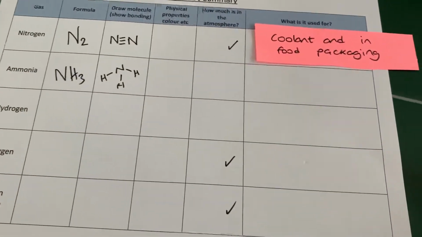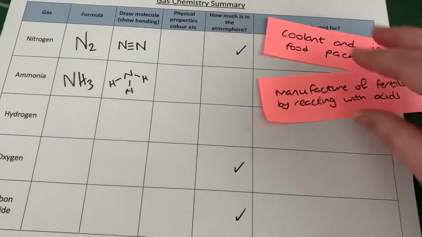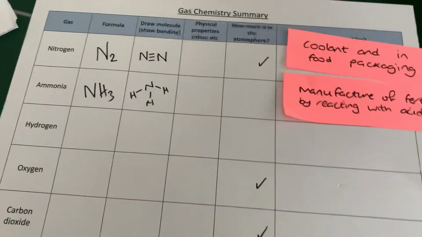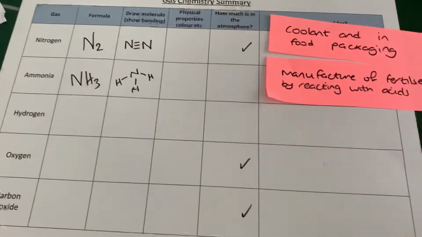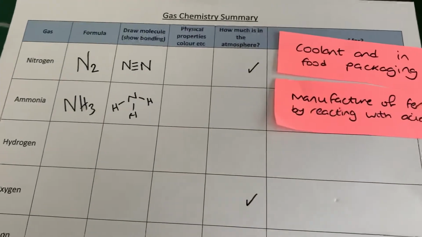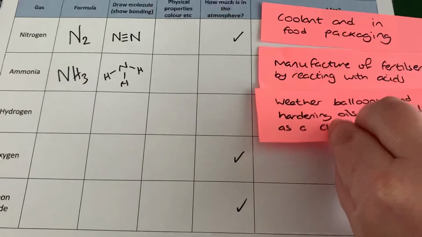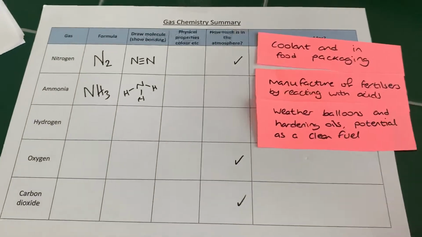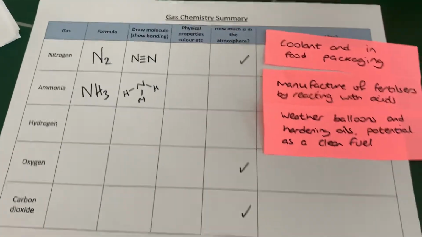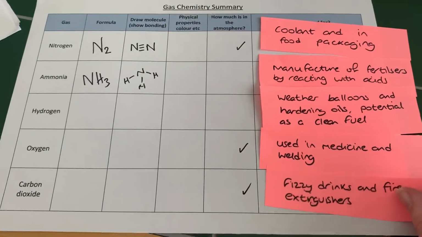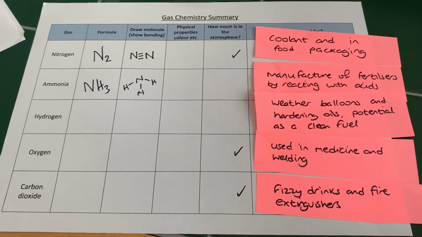So nitrogen is used as a coolant and in food packages. Ammonia is used to make fertilizers by reacting it with acids. So it's normally nitric acid that it reacts with to make fertilizers. Hydrogen is used for weather balloons and hardening oils. It also has potential as a clean fuel. Oxygen is used in medicine and welding, and then carbon dioxide is used in fizzy drinks and fire extinguishers.